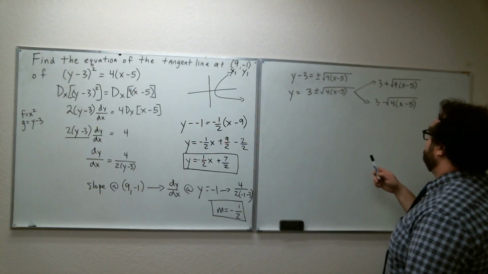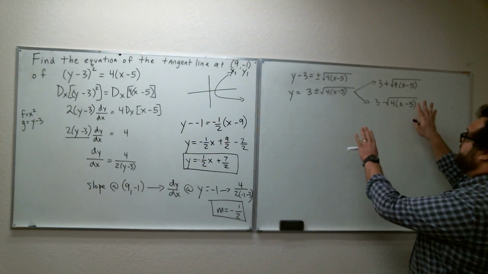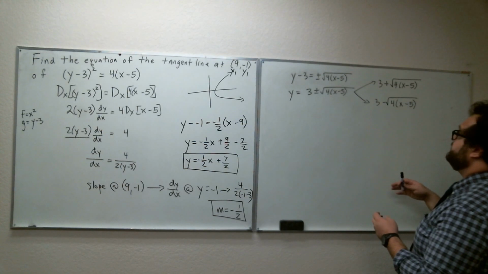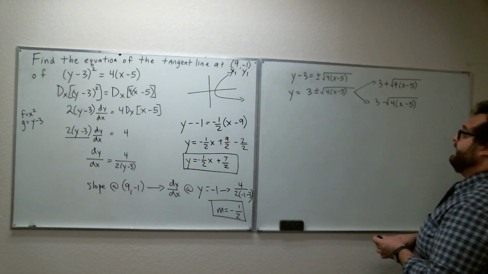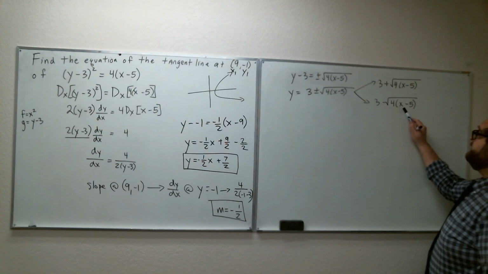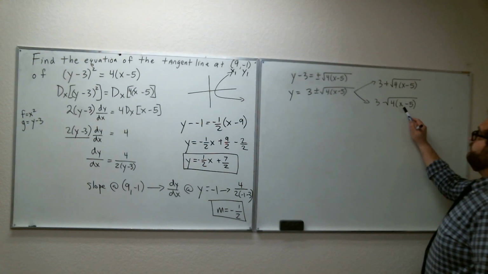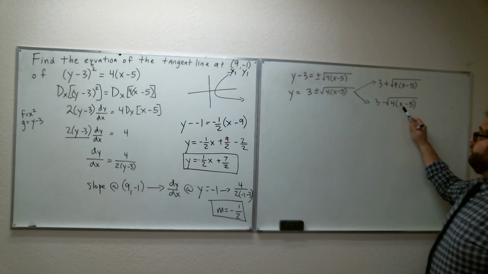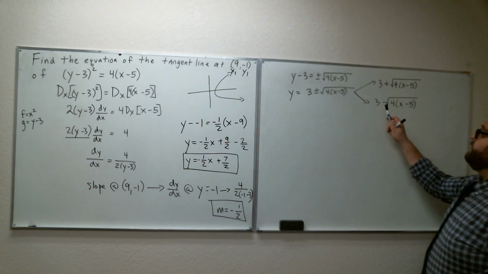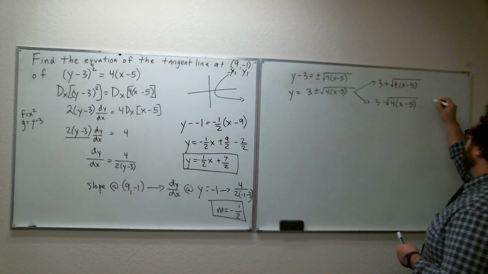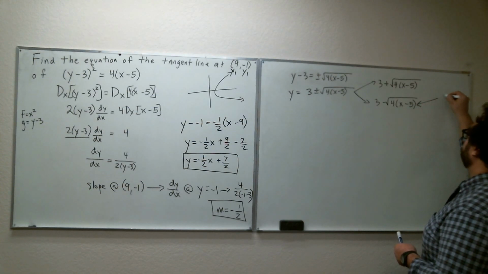So we have to double check to make sure whichever one of these functions we differentiate, that we pick the correct one. So where does 9, -1 lie? Let's try this one. If we plug in 9, we'll have 9 minus 5 is 4. 4 times 4 is 16. Square root of 16 is 4. But 3 minus 4 gives us -1. So 9, -1 lives on this.